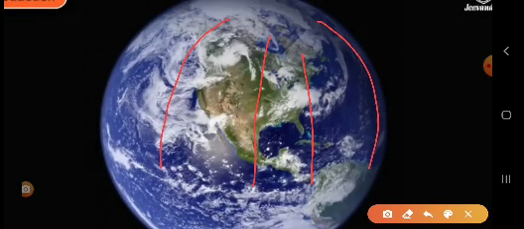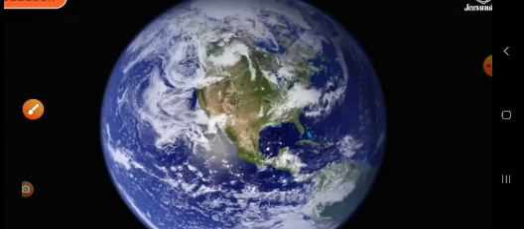So children, this is the reason why, even though the earth is spherical, it seems to be flat. This is the reason why, even though the shape of the earth is spherical, it seems to be flat. So children, I hope you must have understood.